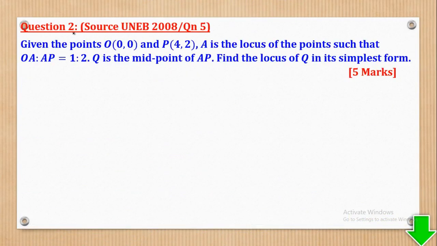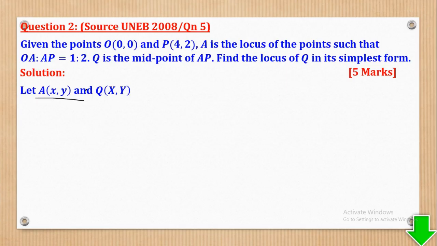So now we shall go to question 2, which came from UNEB 2008 paper 1 question 5, and says, given the points O, which is 0 0, and P, which is 4 2, A is the locus of the points of the point such that OA to AP is equal to 1 to 2. Q is the midpoint of AP. Find the locus in its simplest form.